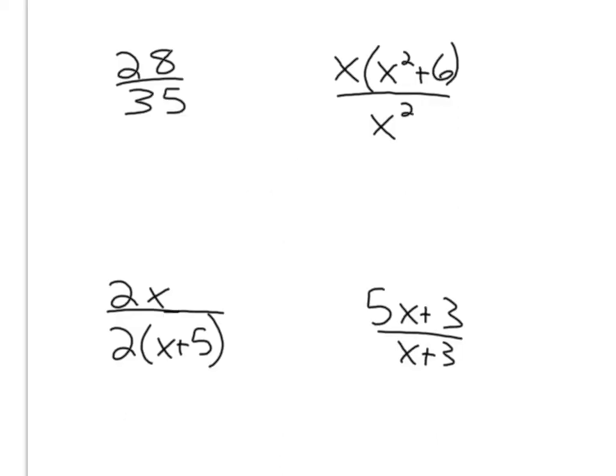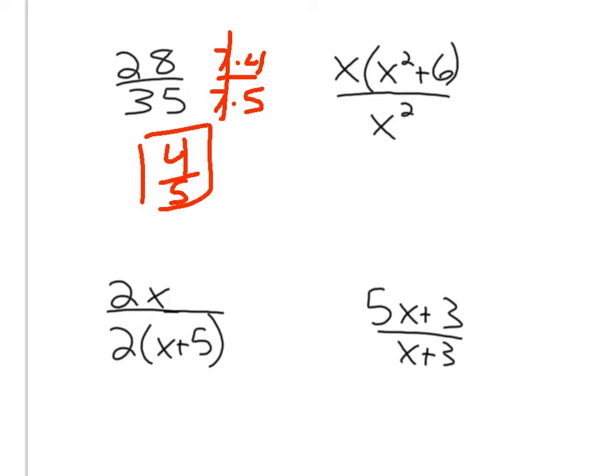First one, 28 over 35. We need to think of what's a common factor of 28 and 35. Well, I know that one way I could write 28 is 7 times 4, and I could write 35 as 7 times 5. So they each have a common factor. So we can simplify these and get 4/5. Again, the reason we can do that is because these are factors because they're being multiplied.